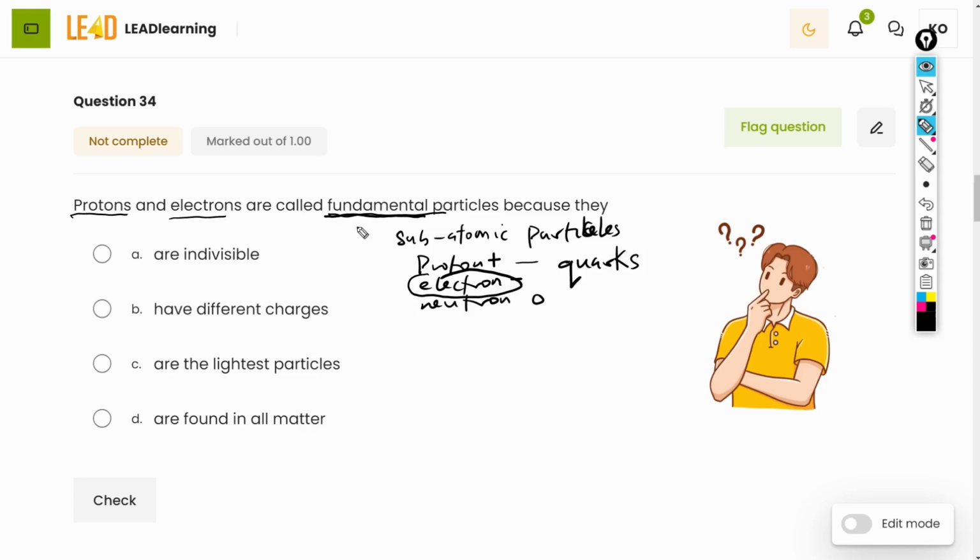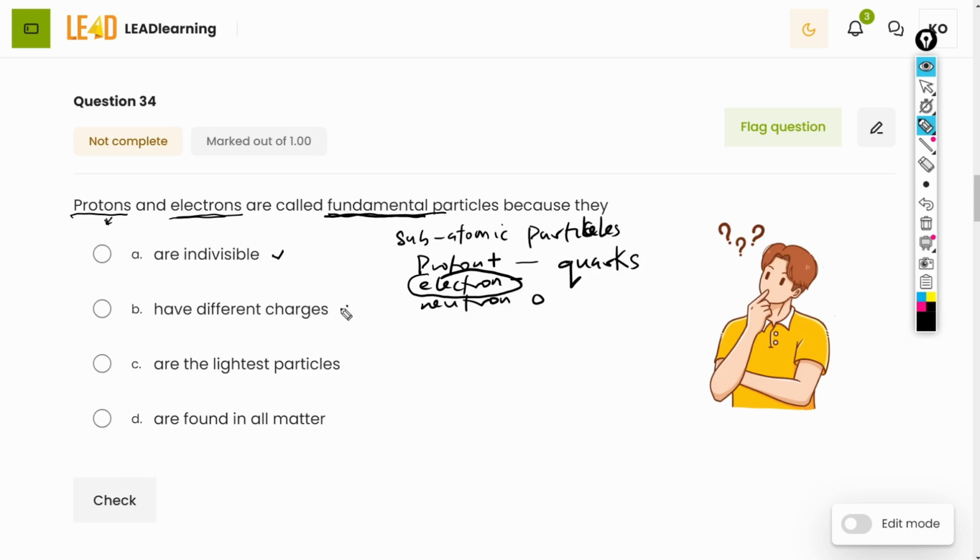Protons and electrons are called fundamental particles. Even though protons are included in our question, let's focus on the electrons. Like I said, the term fundamental means it cannot be broken down into any simpler form. Indivisible means cannot be broken down into any simpler form. This answers the question of what is fundamental.